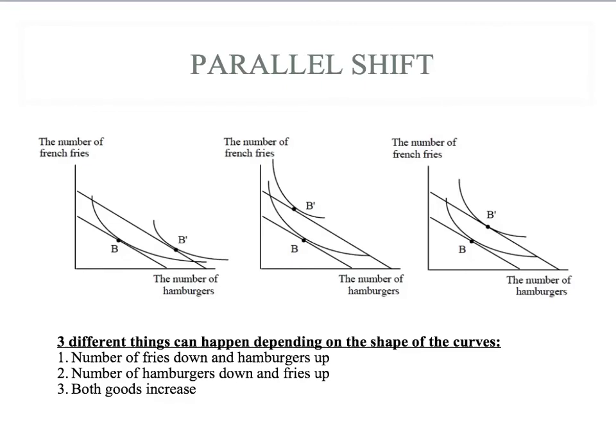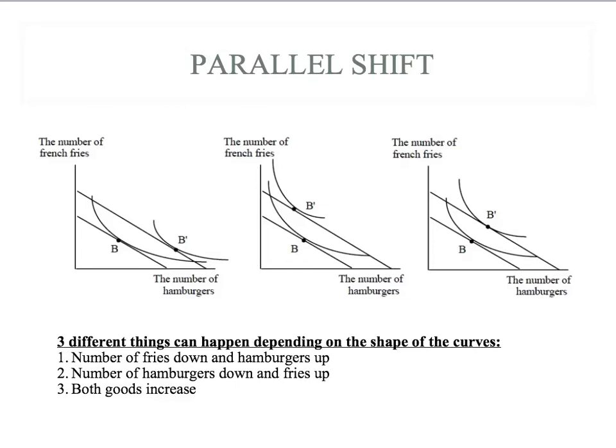Now, when there's a parallel shift out, it doesn't just lead to one obvious answer. Here we can see the budget constraint in the first example. From point B, we have a certain budget constraint. We can see that we have this parallel shift out to this new line where we've hit B prime on our indifference curve. The same thing has happened in the second graph where we've shifted out, and the third graph where we have shifted out to a new line. In all of these, we're comparing the number of French fries and the number of hamburgers that a consumer gets.